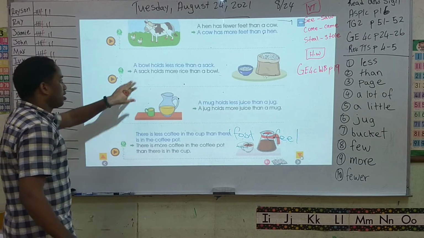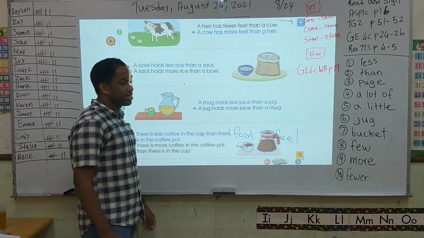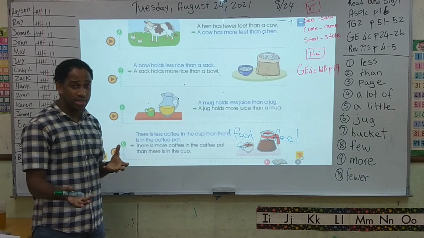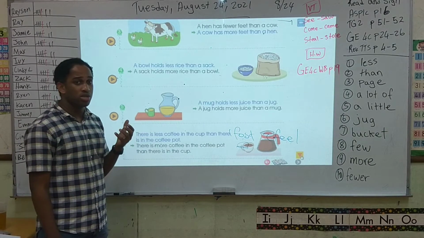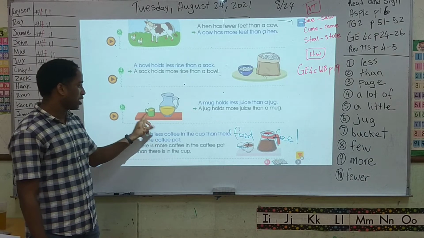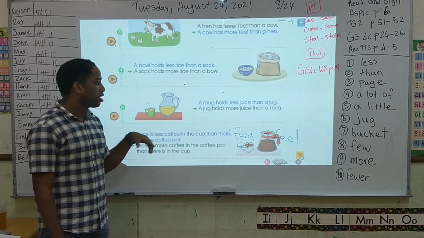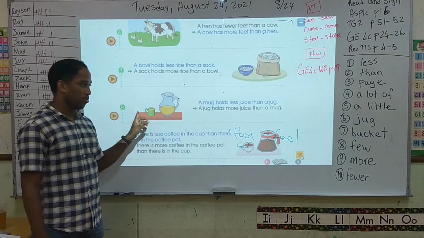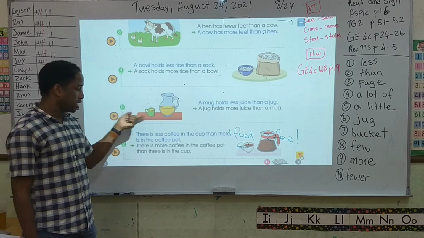A bowl has less rice than a sack. A bowl holds less rice than a sack. A sack holds more rice than a bowl. A jug and a mug. A mug holds less juice than a jug. A jug holds more juice than a mug.